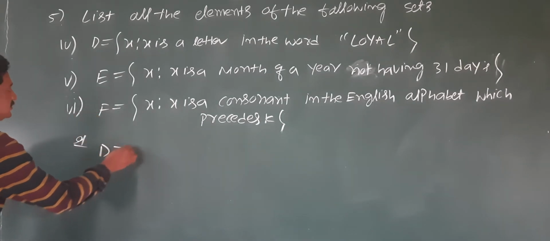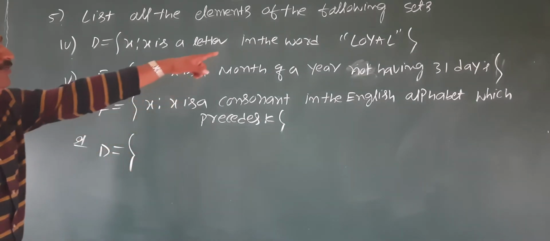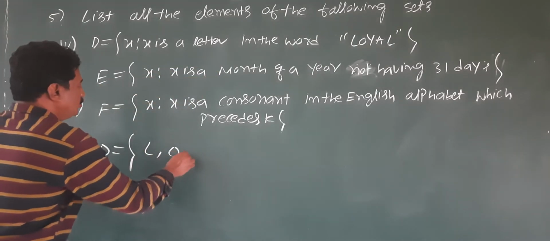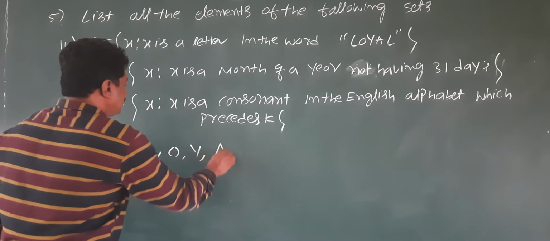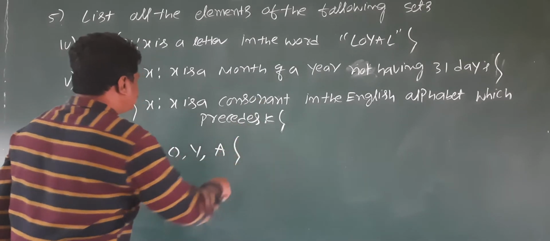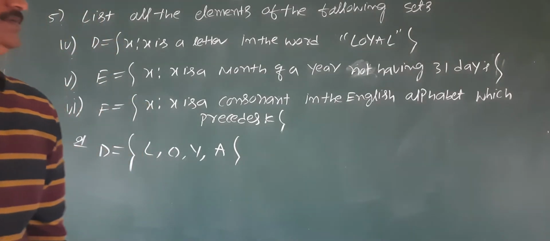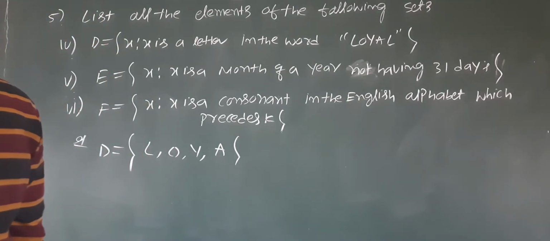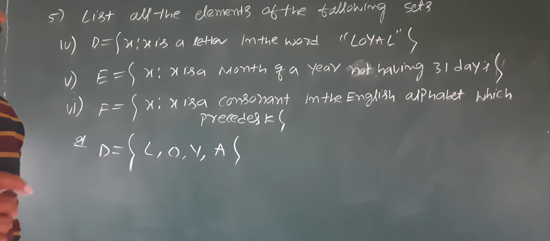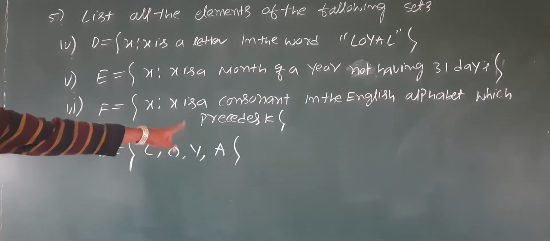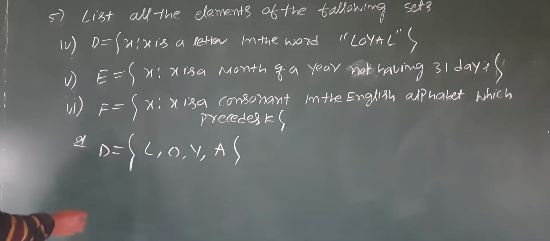Set D. Tell me the letters of the word loyal. L, comma, O, comma, Y, next A. So write, that's all. You should not repeat the same element. Repeating the same element is not allowed. So write loyal: L, O, Y, A. So write the required set. Next question.